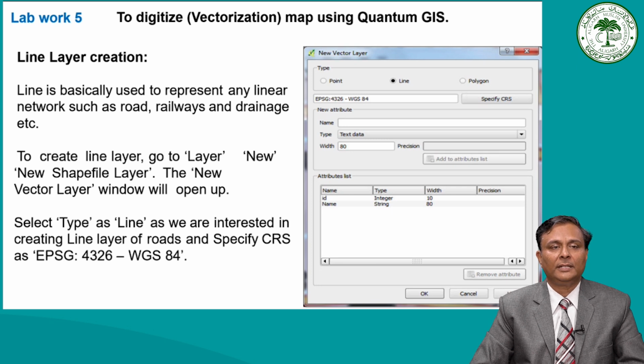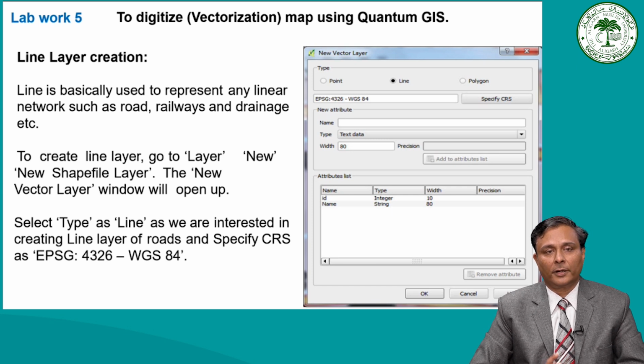To create a line layer, again you have to go to the Layer menu. From the pull-down menu, click on New Shapefile Layer, a new vector layer, and when you do this a window will appear. Here, after naming the file, the type needs to be line. Because we want to create a line map, this is very important.